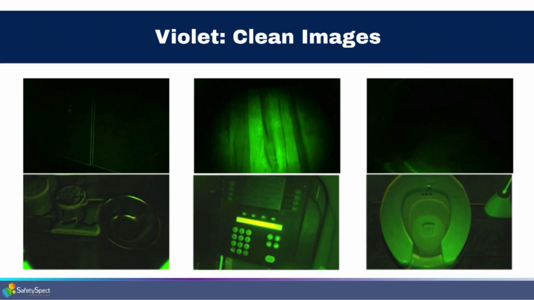These are examples of clean surfaces under violet mode. The green tint you see across these images is a characteristic of the camera, not fluorescence from the surface. Your surface is clean if it appears uniform, with no bright spots or irregular shapes of fluorescence.